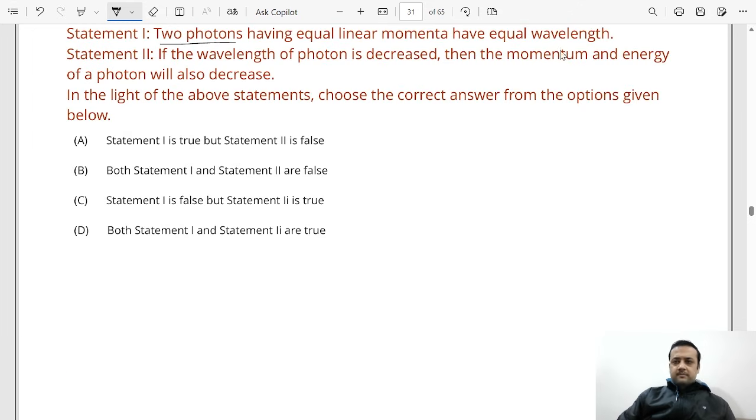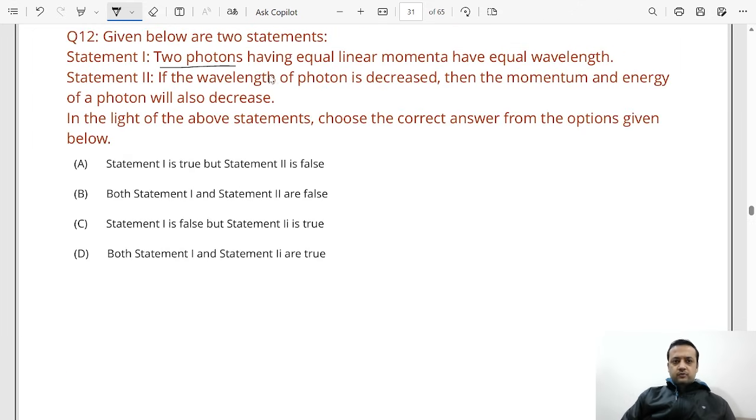Two photons, basically a statement type of question. We have to choose which is the correct statement. Two photons having equal linear momenta have equal wavelength. Now again, it's a ludicrous question, that means a laughable question, because all of us know that lambda is equal to h upon p, where lambda is the wavelength of the photon and p is the momentum of the photon.